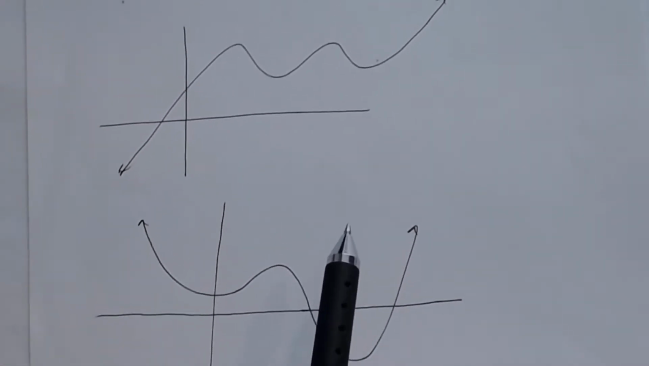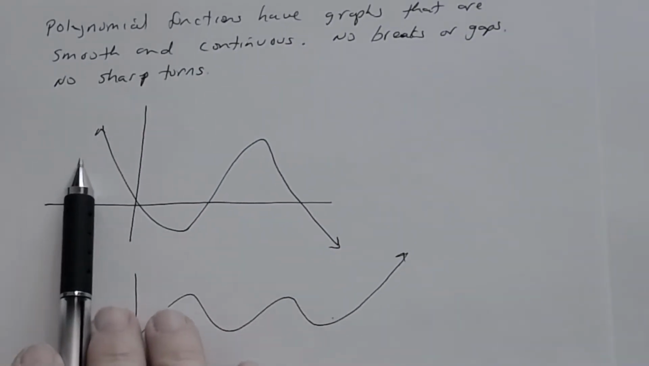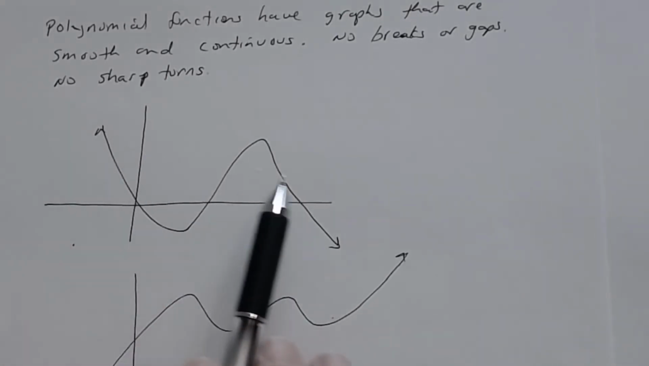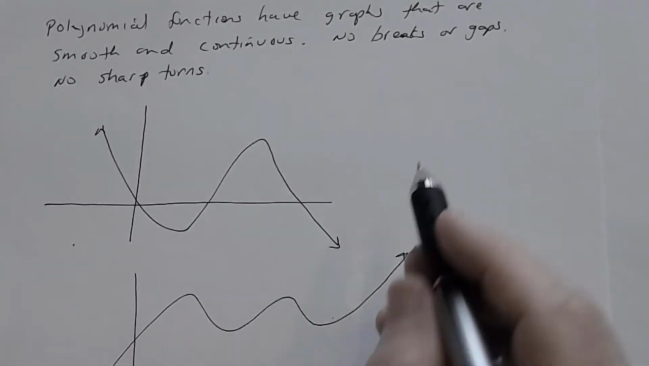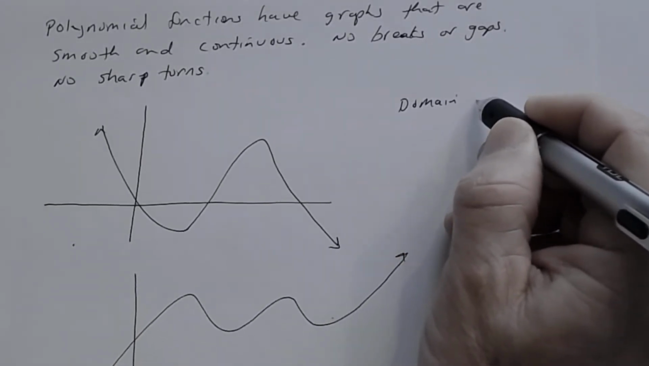And I want you to realize that when you are dealing with polynomial functions, the domain is all real numbers. You see those two arrows on either end? That's because the domain is all real numbers. So the domain of a polynomial function is all real numbers.